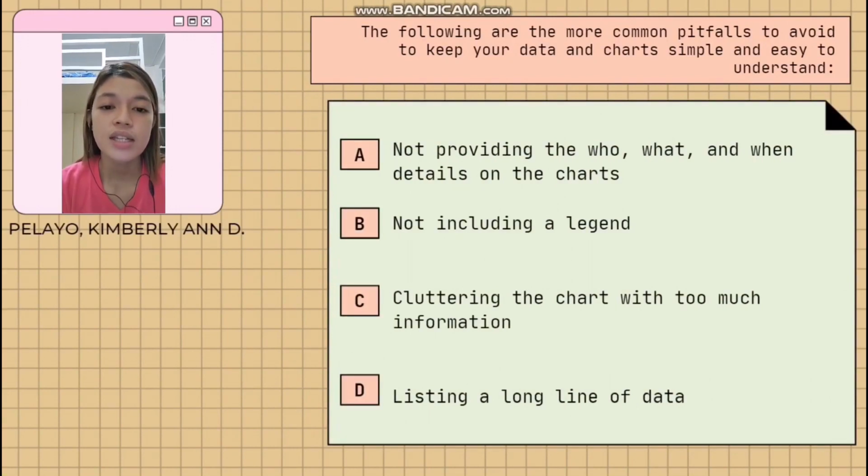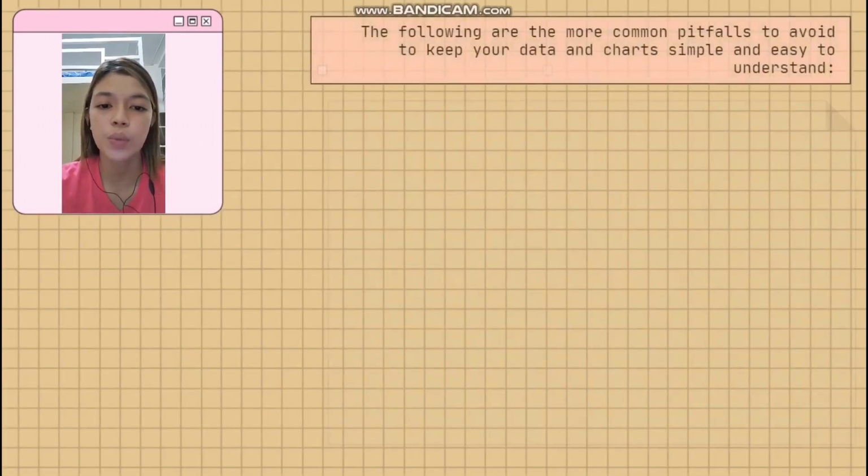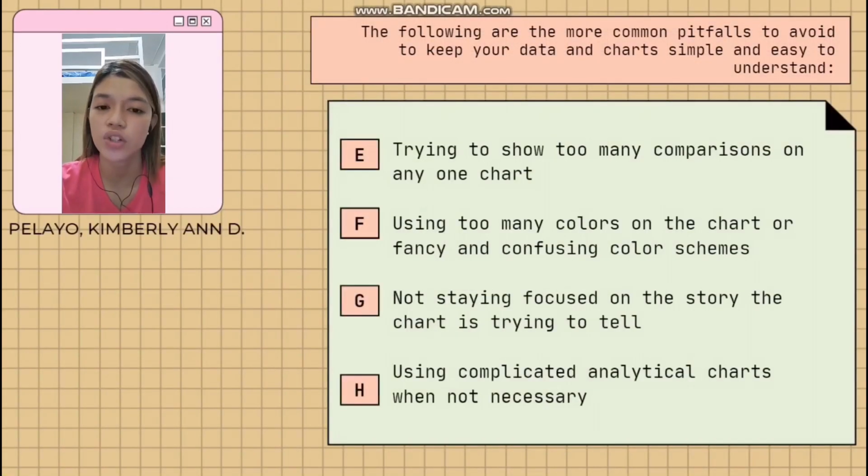First is not providing the who, what, and when on the chart. Second is not including legends on charts. Third is cluttering charts with too much information. Fourth is listing a long line of data. Fifth is showing too many comparisons in one chart. Sixth is using too many colors as a background on the chart. Seventh is not staying focused on the story on the chart. Eighth is using complicated analytical charts that are unnecessary.